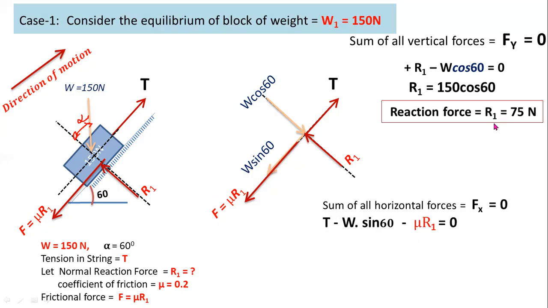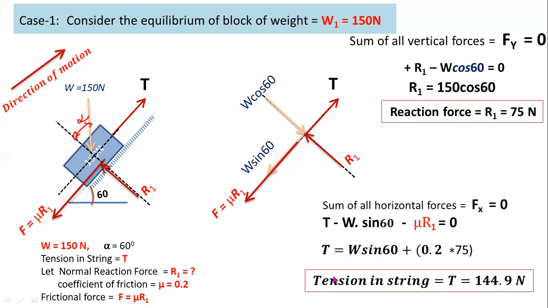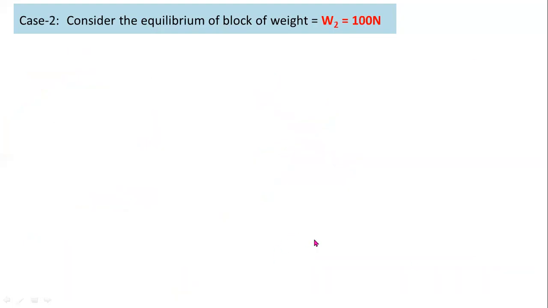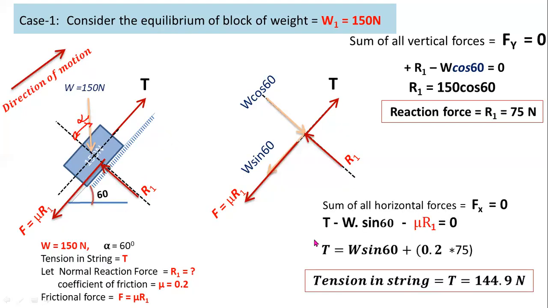Now you have to substitute the value of R1 equal to 75 newtons in this equation. T equal to W sin alpha plus 0.2 into 75. Here you can observe the value of W equal to 150 newtons. Substitute the value of W in this equation. Finally, the value of tension T equal to 144.9 newtons. So from case 1, the tension in the string T equal to 144.9 newtons.